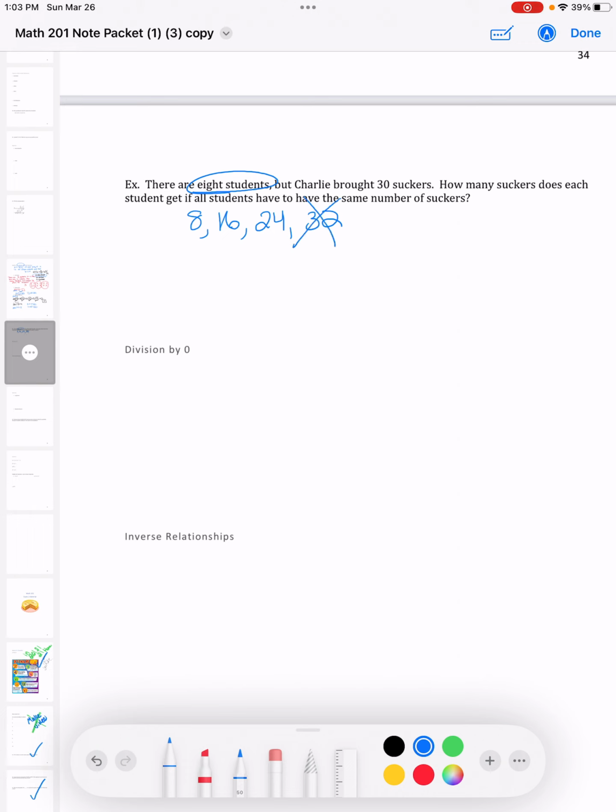Well, I don't have 32 suckers. So the most I could give away was 24. So that was 8 times 3. Then everyone would get 3 suckers each. And since I had 30 and I could only give away 24, I would have 6 remaining. So 3 suckers each with 6 remaining.